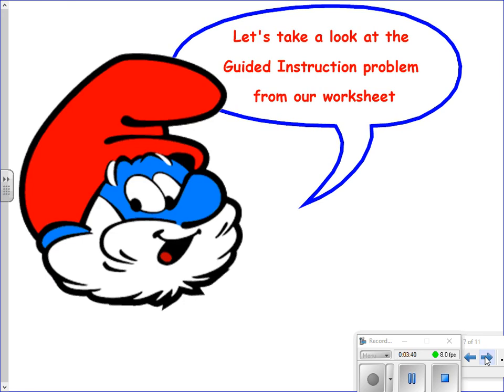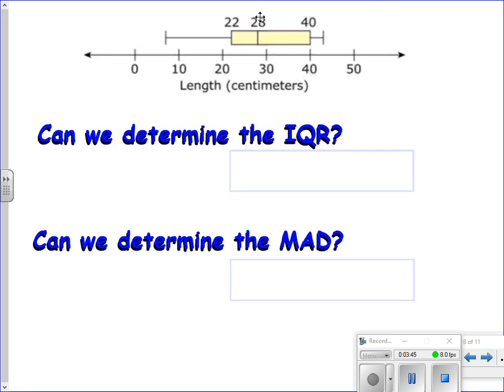Now let's take a look at the guided instruction problem from our worksheet. This was our box and whisker plot. There's our box, there's our whiskers off to the side. It's also called a box plot. Can we determine the interquartile range here? If you remember from a previous video, the interquartile range is the middle two quarters. Right? Here's one quarter. That's the lower quartile. This is the upper quartile, so that's 25%. That's 25%. These middle quarters, that's our interquartile range.